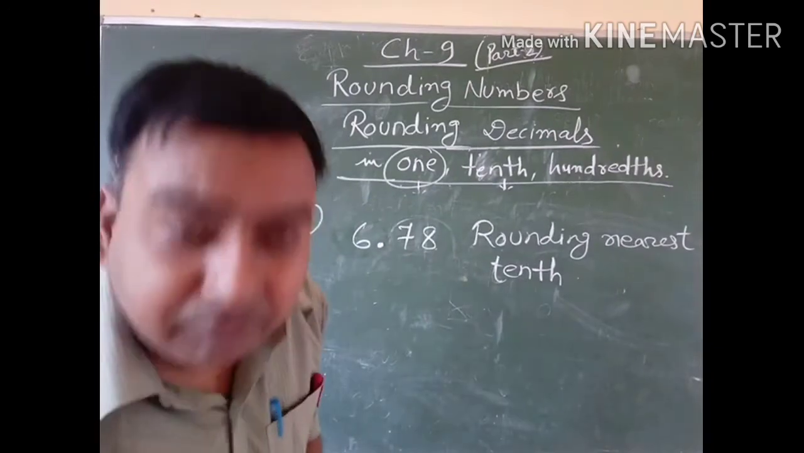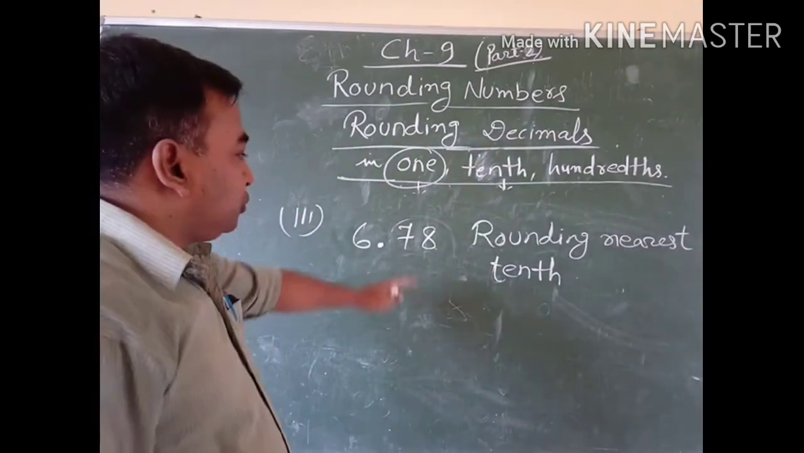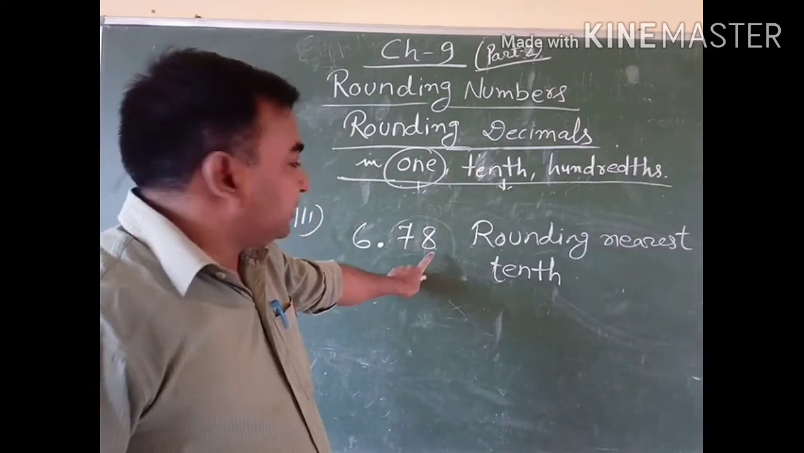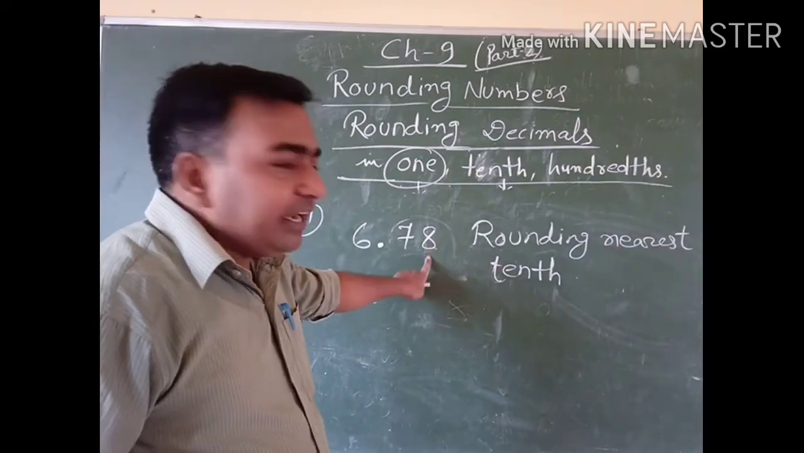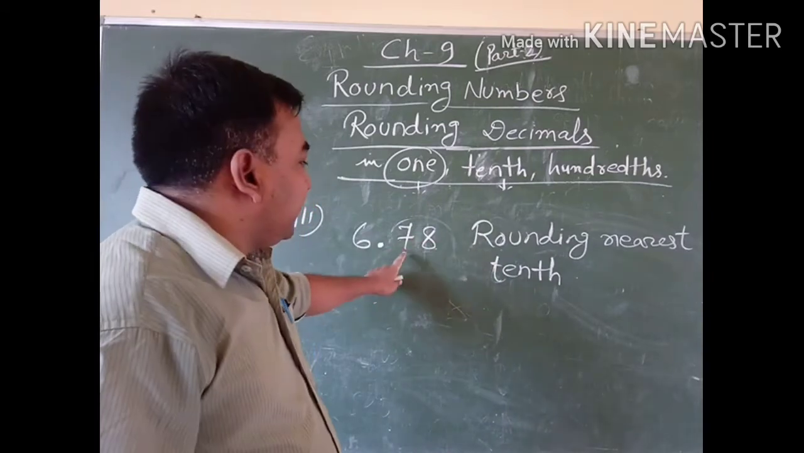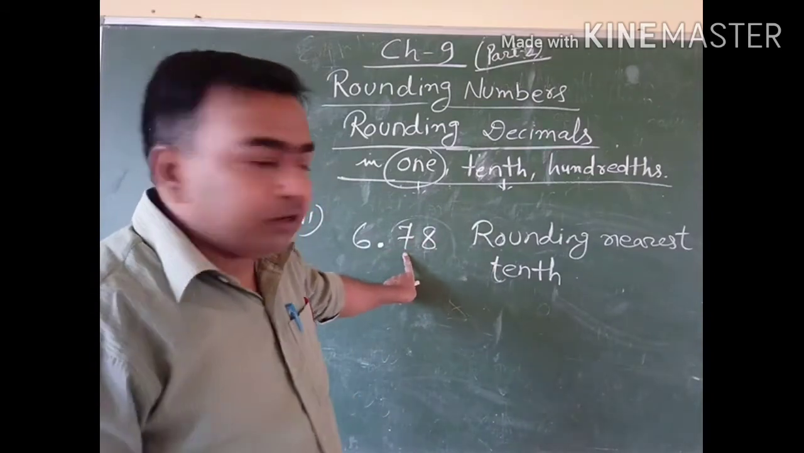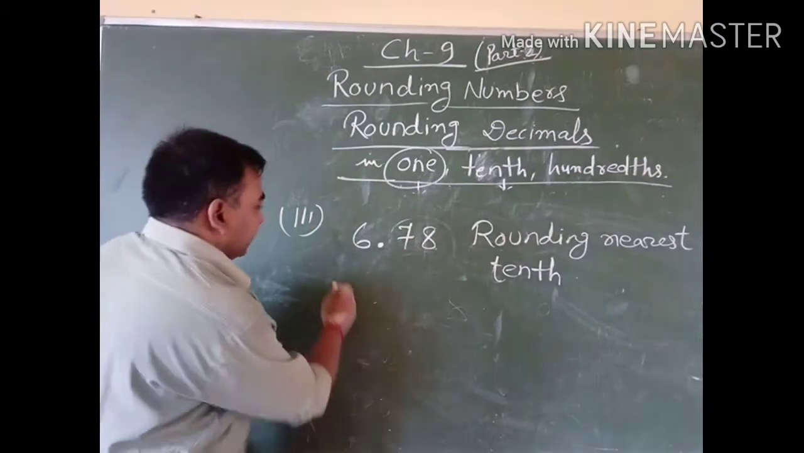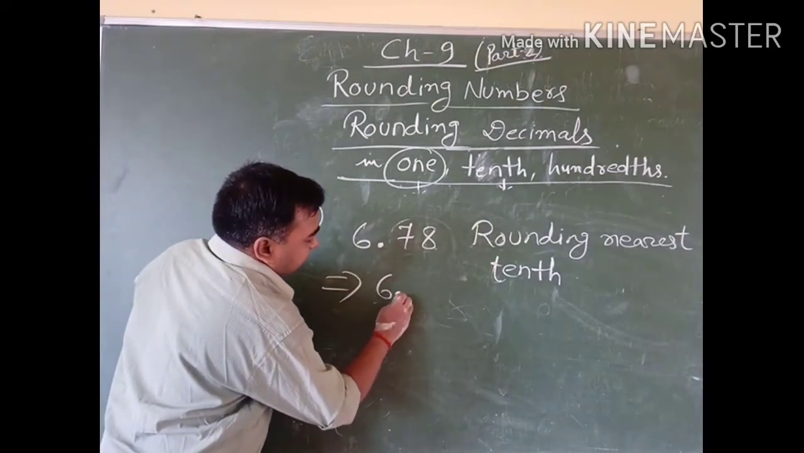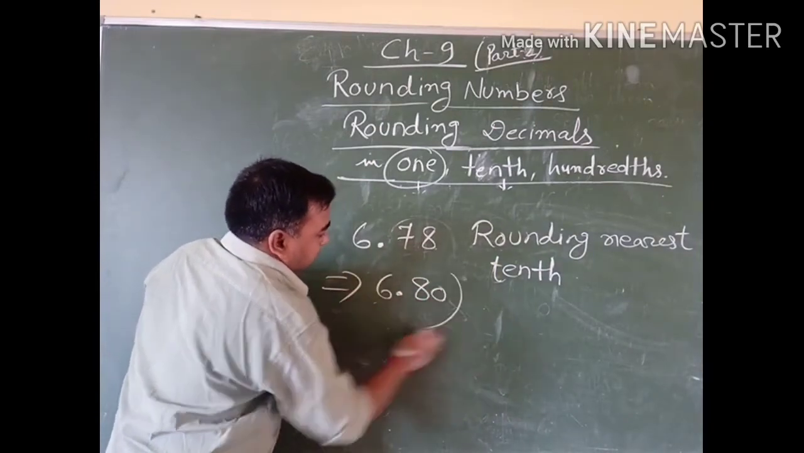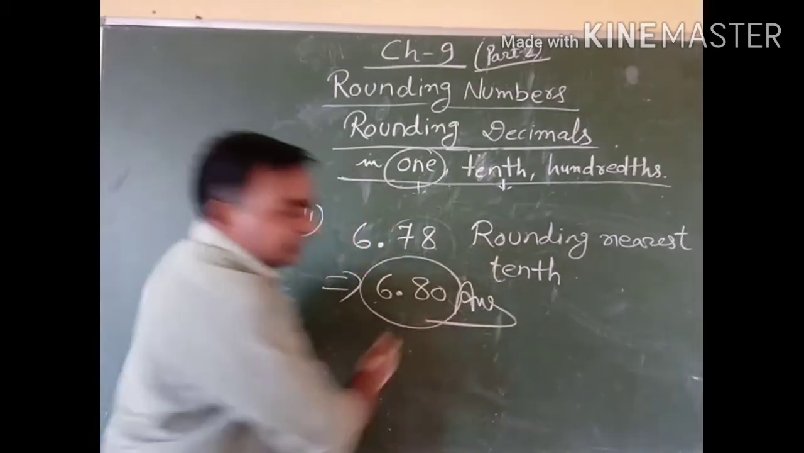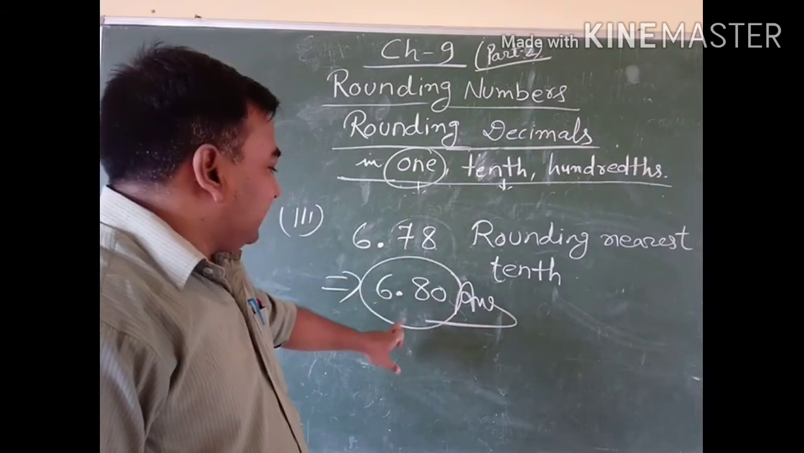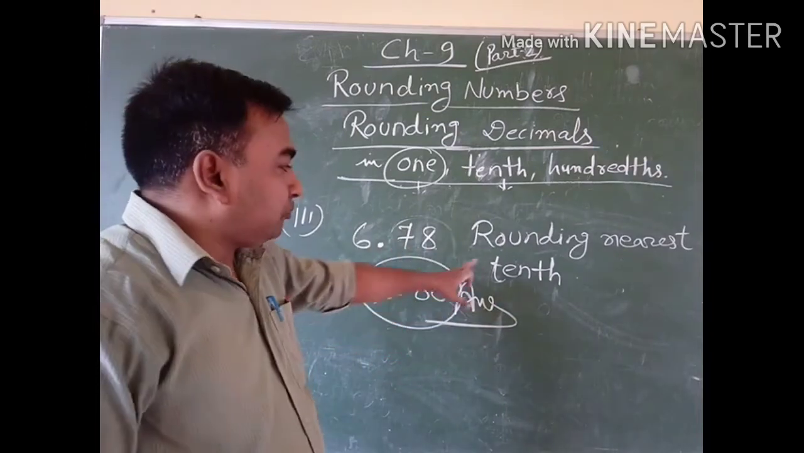The same formula we will apply on this decimal number also. So we will write this 8 is replaced by 0 and increase the 10th place number by 1. इसमें 1 ऐड कर देंगे और इसको 0 कर देंगे, हो गया. तो व्हाट इज आंसर, आंसर इज 6.80. दिस इज आवर आंसर, 6.78 is 6.80.